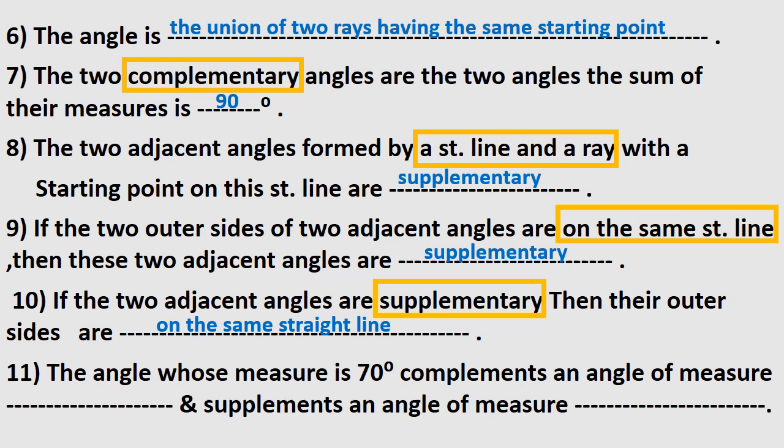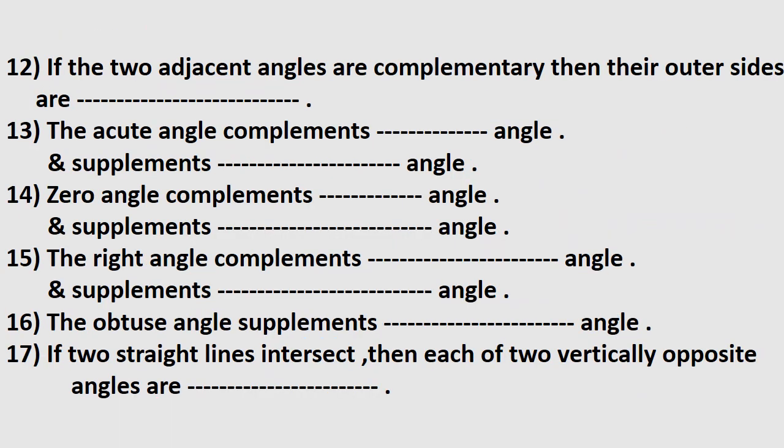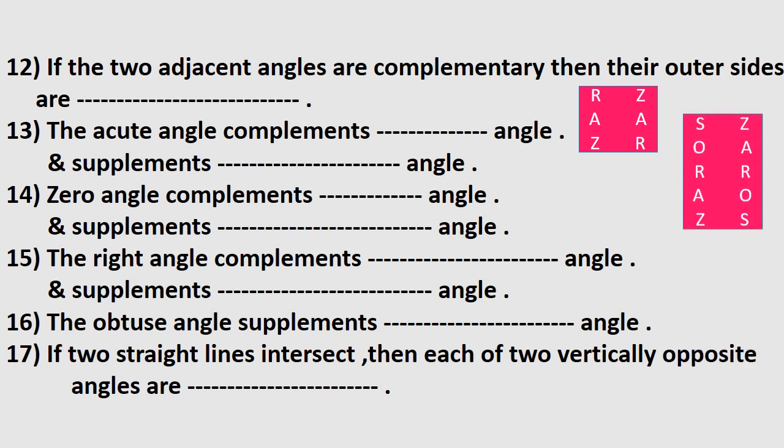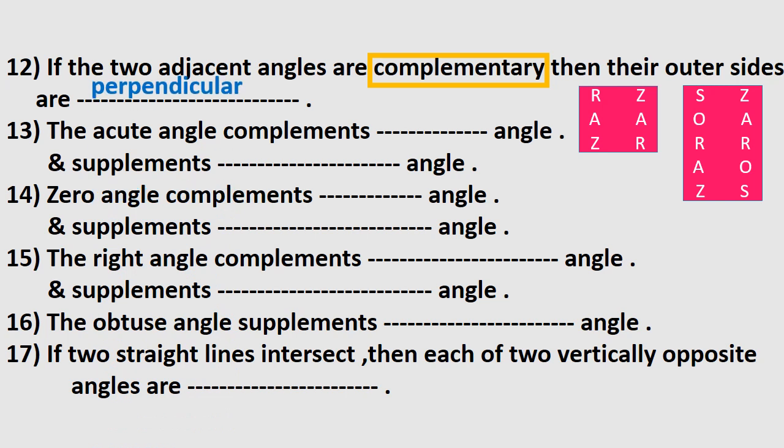Number 11, the angle whose measure is 70 complements an angle of measure 90 minus 70, it will be equal 20. Supplements 180 minus 70 equal 110. Number 12, if the two adjacent angles are complementary, then their outer sides, complementary equal 90, so it will be perpendicular.